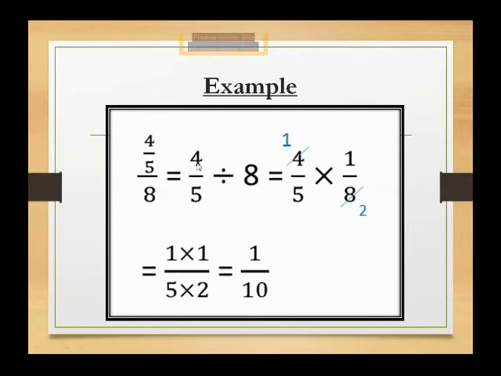First we will write the numerator as it is, that is 4 upon 5. Then this shows the division, so we replace this upon with the division sign, divided by 8. So 4 upon 5 divided by 8 is equal to 4 upon 5 as it is.